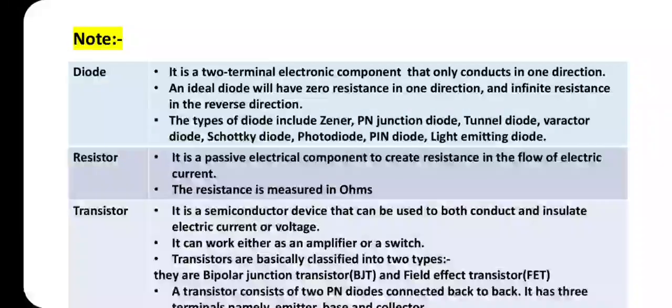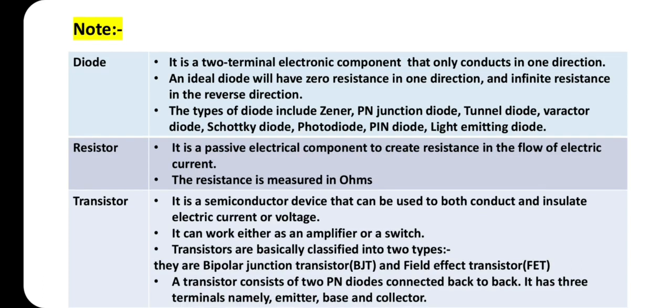Diode. It is a two-terminal electronic component that only conducts in one direction. An ideal diode will have zero resistance in one direction and infinite resistance in the reverse direction. The types of diode include Zener diode, PN junction diode, tunnel diode, varactor diode, Schottky diode, photodiode, pin diode, light emitting diode. Resistor. It is a passive electrical component to create resistance in the flow of electric current. The resistance is measured in ohms.